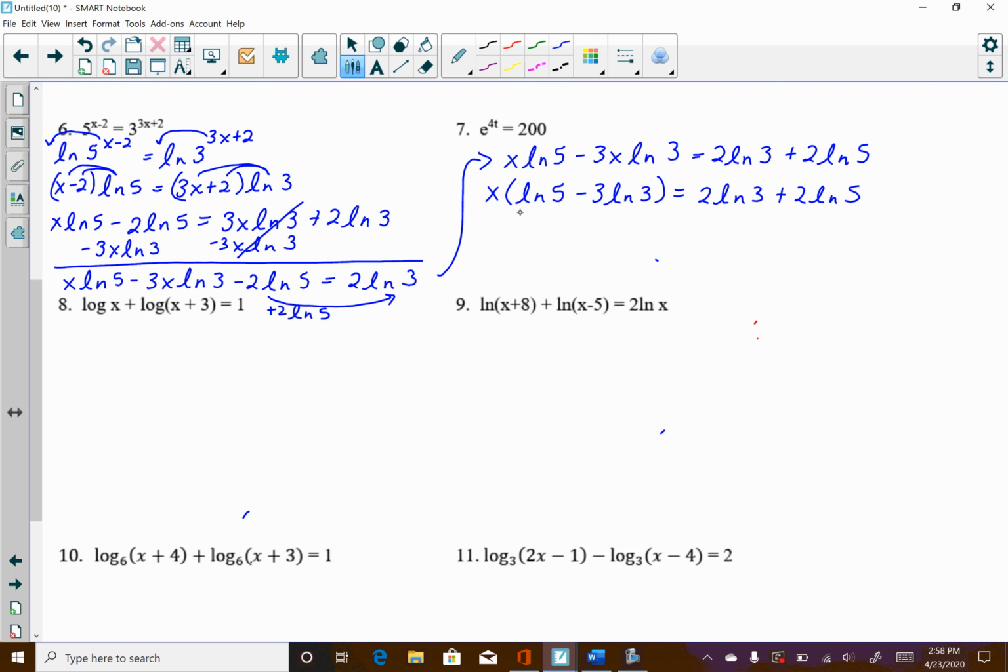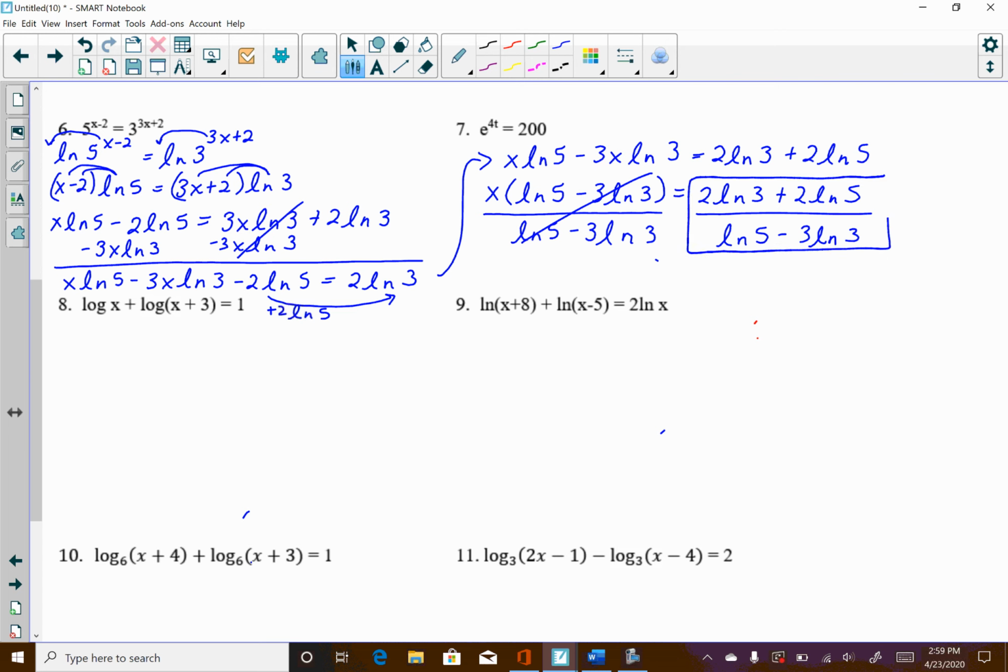And now lastly, this natural log of 5 minus 3 natural log of 3, all of that is just a number. So it's a number beside a letter. You always divide by the number beside your letter. So divide by the natural log of 5 minus the 3 natural log of 3. Cancels out. So I'm going to just box this in. This would be your exact answer.